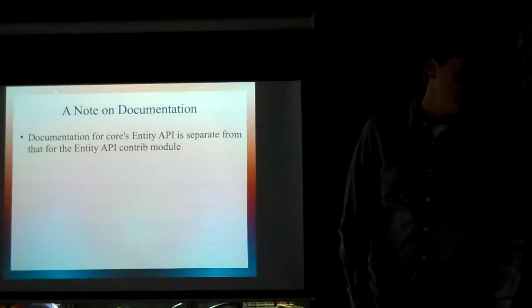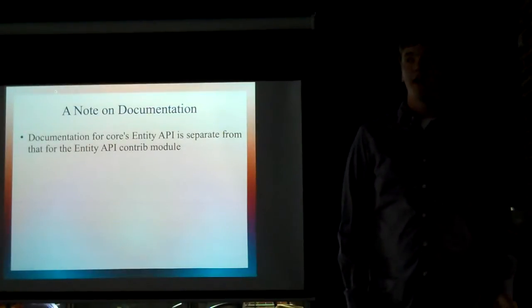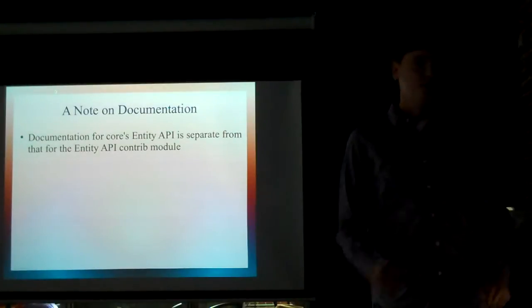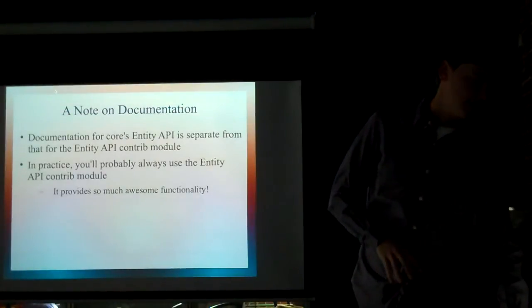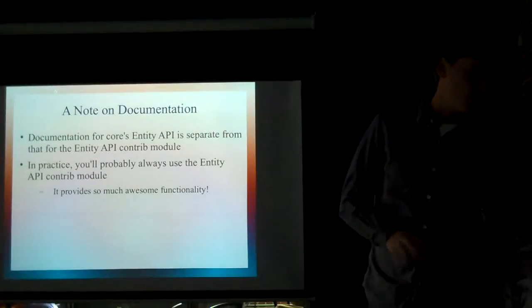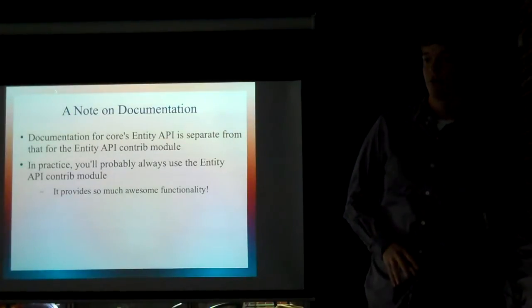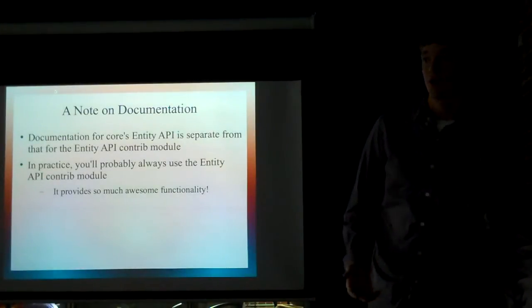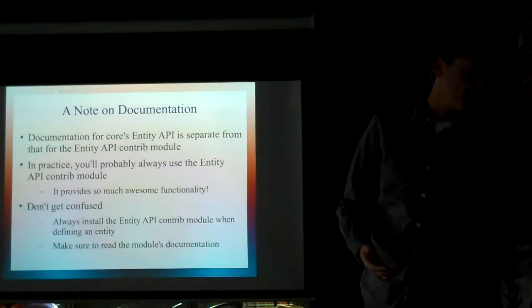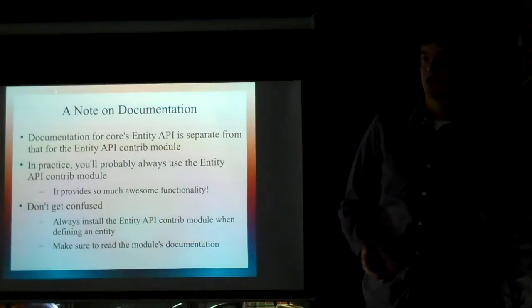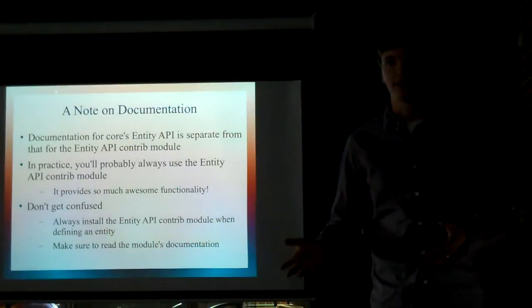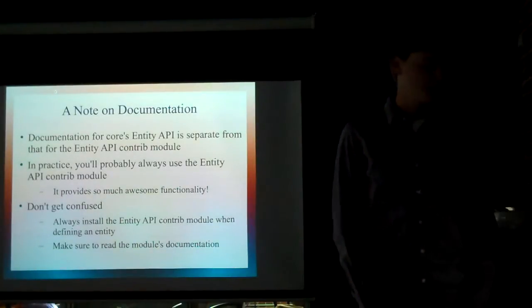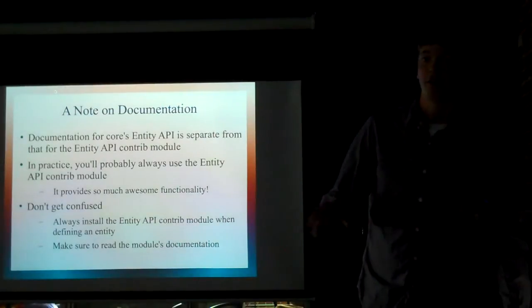So a quick note on documentation. Documentation for the core Entity API and documentation for the Entity API contrib module are kind of separate. They're linked, but basically what I want to say is, don't get too confused. In practice, you're probably always going to use the Entity API contrib module in addition to core entities if you're defining entity types, just because it does so much for you. There's really very little reason why you wouldn't. So always install the Entity API contrib module, then you won't run into problems with entity function calls you're making not working because they're not actually core functions, they're Entity API functions. And of course, read the documentation to figure out what's where.